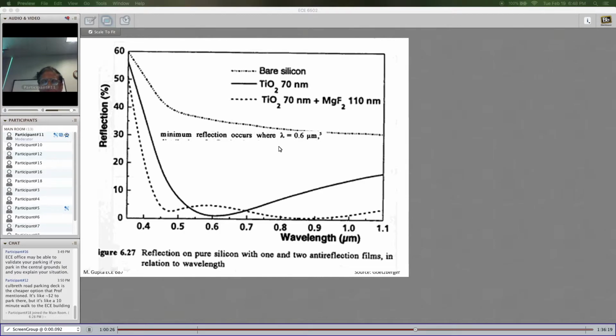Okay, so we learned how to calculate reflection. We learned how to calculate the index of the anti-reflection layer. We learned how to calculate the thickness of the anti-reflection layer. And we learned how to minimize reflection over a broad wavelength range. Okay.